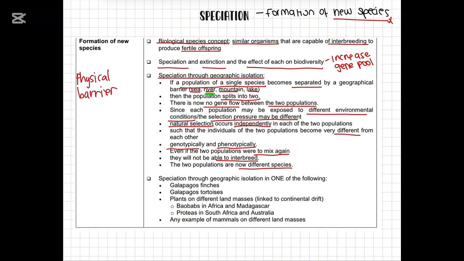Now, there are different examples that you should know of. They say one of the following: Galapagos finches, the tortoises, the different land plants on different land masses. You can look at the baobab or the protea, and an example of any mammal. Just practice applying speciation.